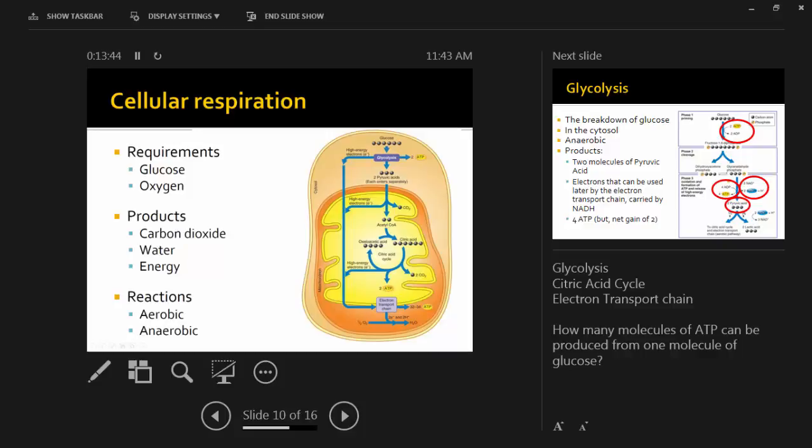The first step in cellular respiration is glycolysis, okay? The second is the citric acid cycle, which is down here. And the third is the electron transport chain. And all three of them added together produce somewhere between 36 and 38 ATP per molecule of glucose that goes into this pathway.